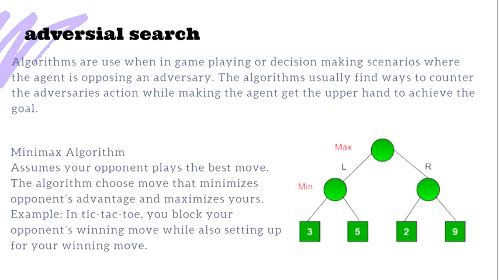Adversarial search algorithms are used in game playing or decision-making scenarios where the agent is opposing an adversary. The algorithms usually find ways to counter the adversary's actions while making the agent get the upper hand to achieve the goal. An example of adversarial search is the minimax algorithm. It assumes your opponent plays the best moves. Then the algorithm chooses the moves that minimize the opponent's advantage and maximize your own. Example, in tic-tac-toe, you block your opponent's winning moves while also setting up for your winning move.